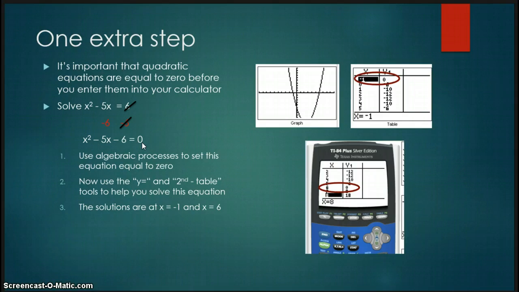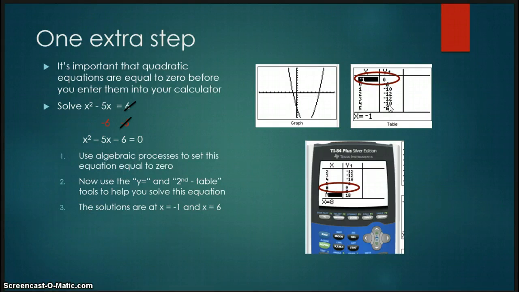Now I have a quadratic equation that I can put in y equals. I type it in just like I see it. Go ahead and look at a graph, and I do see that I have two solutions, so let's go hunt for them in my table.